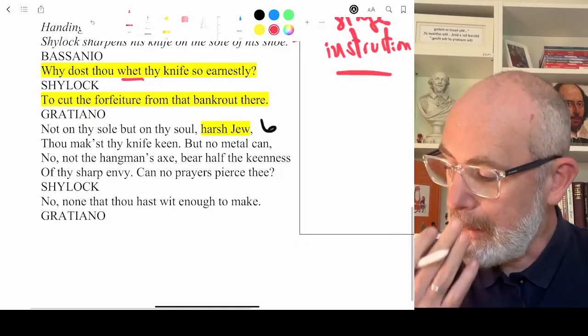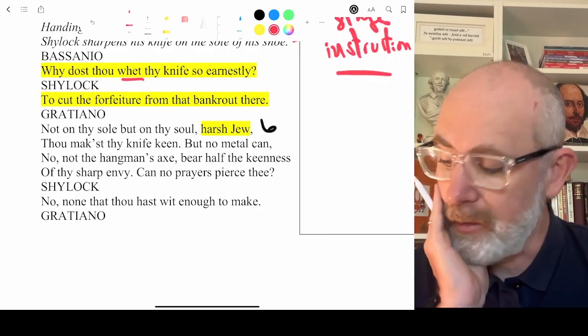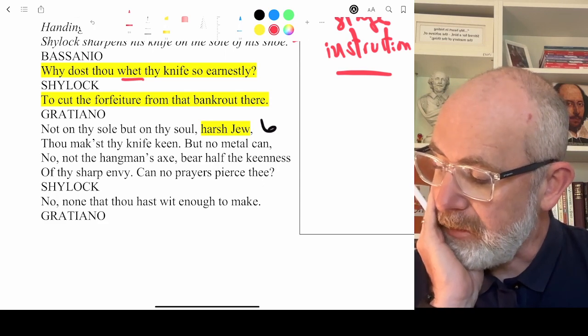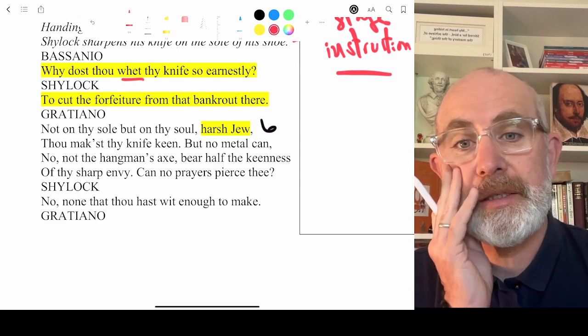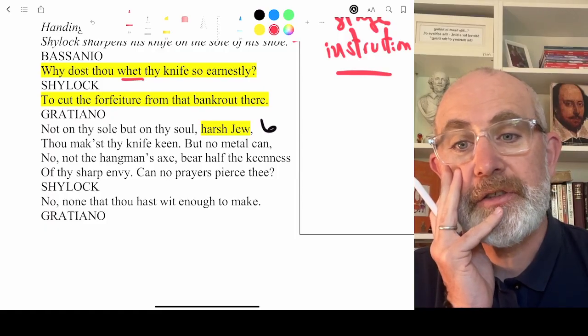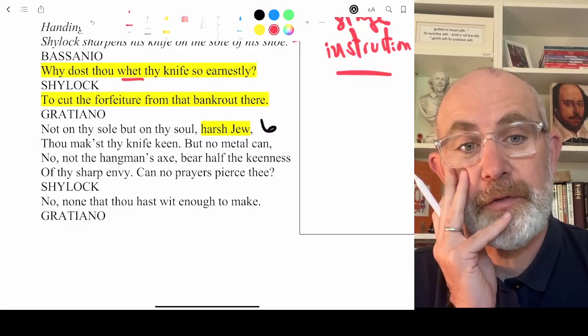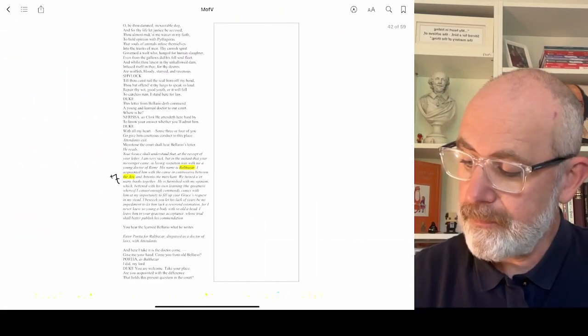Gratiano, again, look at the language. "Not on thy sole, but on thy soul," a little play on words. "Harsh Jew, thou makest thy knife keen, but no metal can, no, not the hangman's axe, bear half the keenness of thy sharp envy. Can no prayers pierce thee?" Shylock: "No, none that thou hast wit enough to make." There's nothing you can say to me to change my mind.